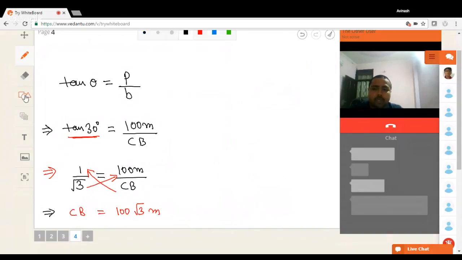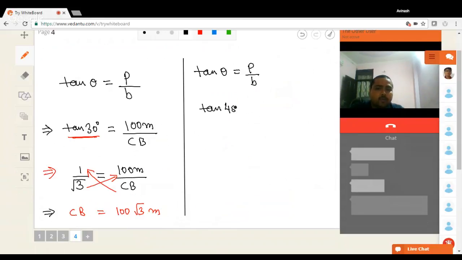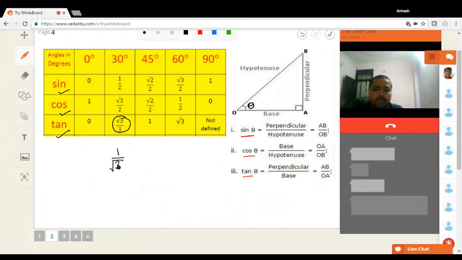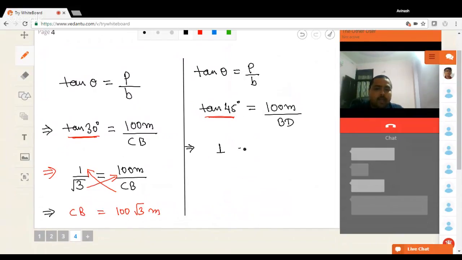So now you can see what I'm going to write here. We will make a column, and again I will use tan theta because the tan theta ratio gives me perpendicular upon base. And here the value of theta I need to write is 45 degree. So I will write 100 meters, and we don't know the base, so I will write it as BD. Same thing we have to do: look at the value of tan 45 degree. So you can see that tan 45 degree is 1. So we will write 1, and that equals 100 meter upon BD, the distance BD.